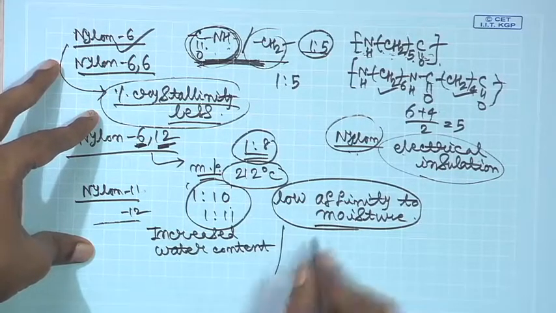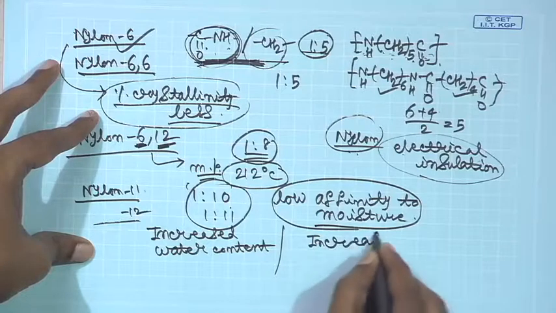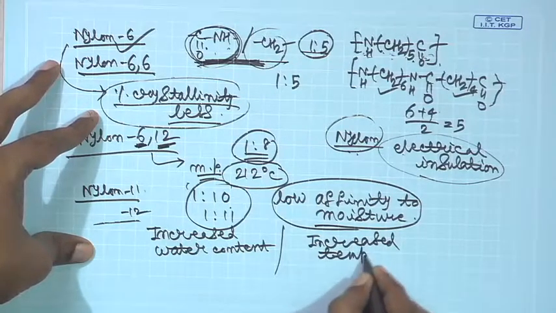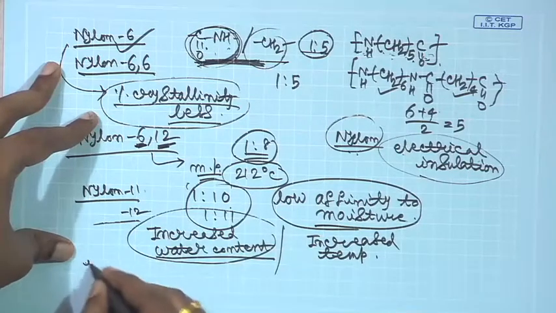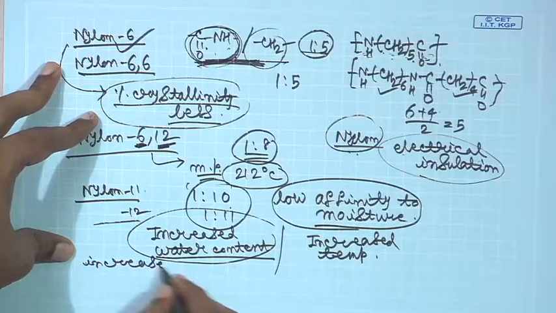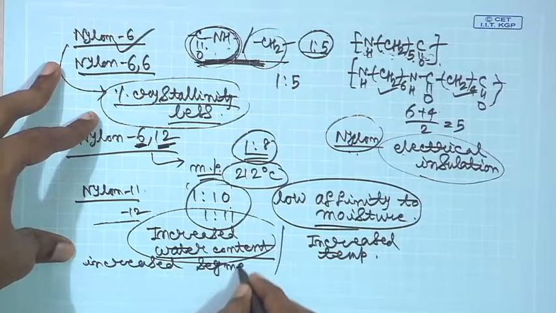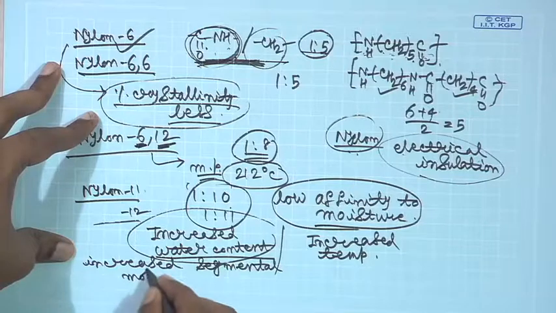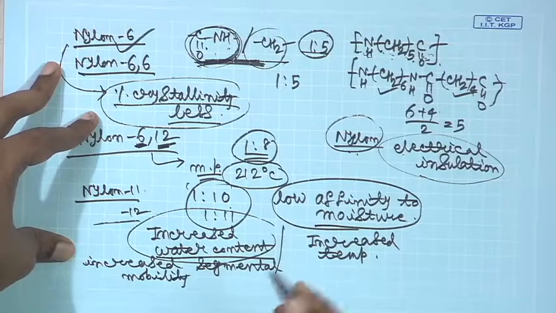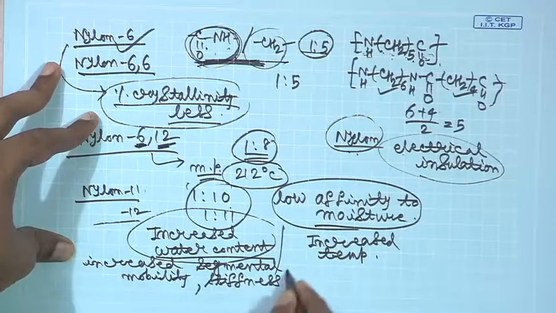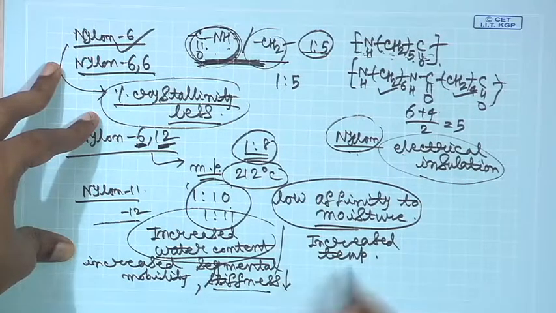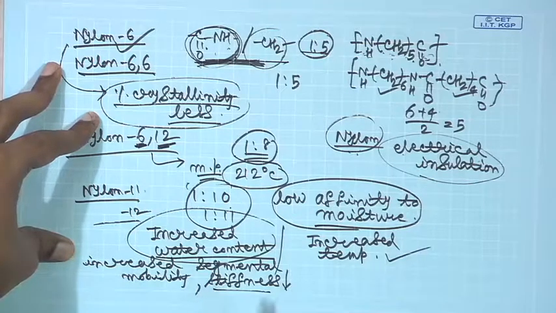This will have the same effect as increased temperature. Which means if you have increased water content, you will have increased segmental mobility, and not only that, the stiffness or the Young's modulus of the material will also drop. It is the same effect that you see for increased temperature, and your tensile strength will also drop, but the toughness or the impact strength of the material will increase.